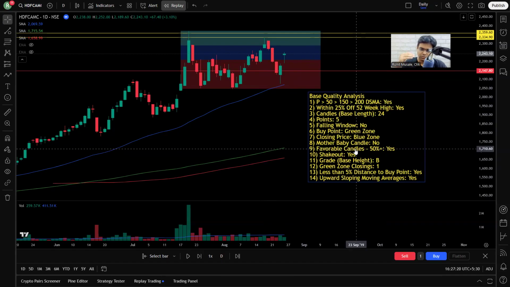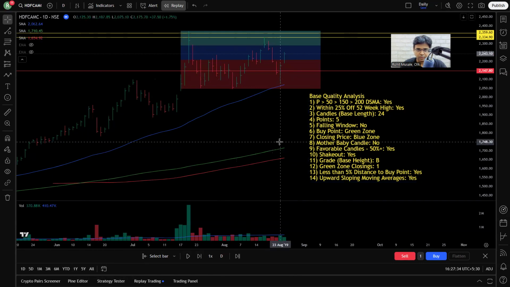Well, when the stock closes down compared to previous day, it should close down on low volume. When it closes up compared to previous day, it should preferably close up on high volume. That's favorable candle. So let's convert this to bar.